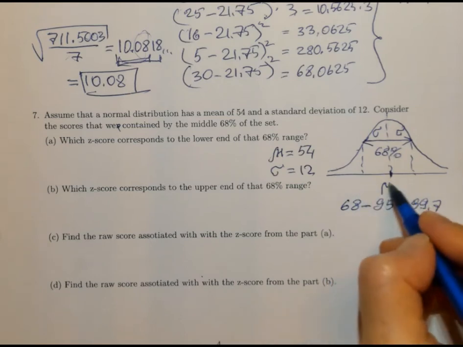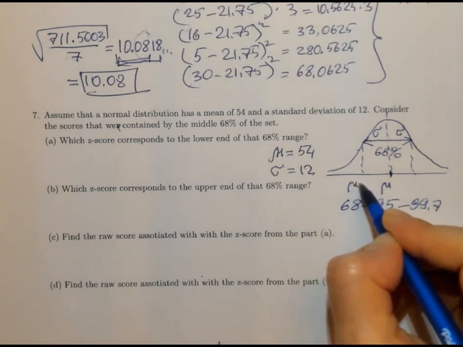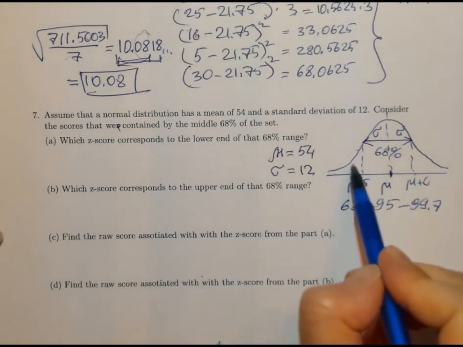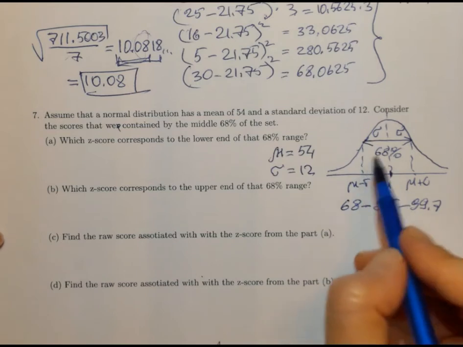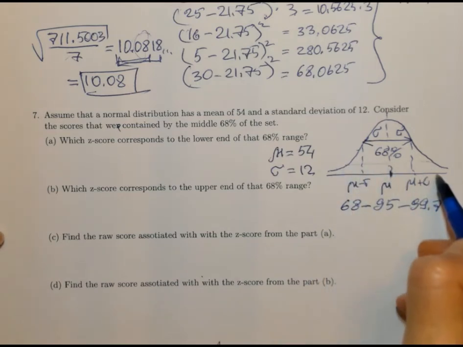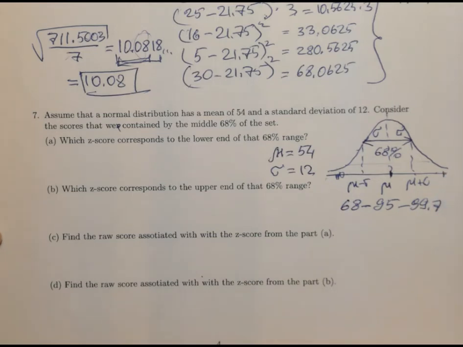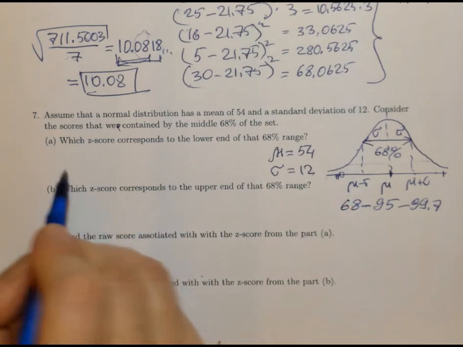So 68% will be between mu minus sigma and mu plus sigma. If we have, for example, 95%, then it will be between mu minus 2 sigma till mu plus 2 sigma. In this example, we have 1 sigma.